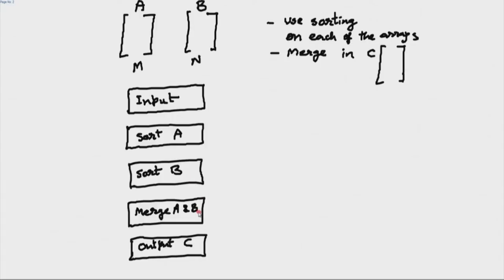Now, I know that logically the merging is the most critical phase. So, I might allocate, for example, 4 marks for merging. I might allocate 2 marks for sorting each of these arrays. And I might allocate 1 mark for the right input statement and 1 mark for the right output statement.